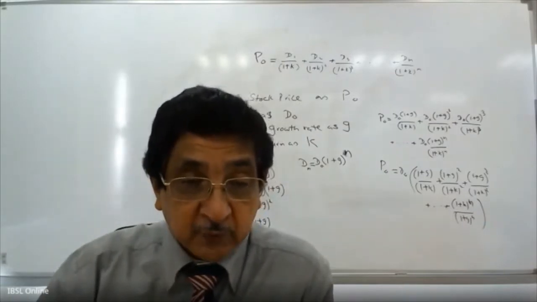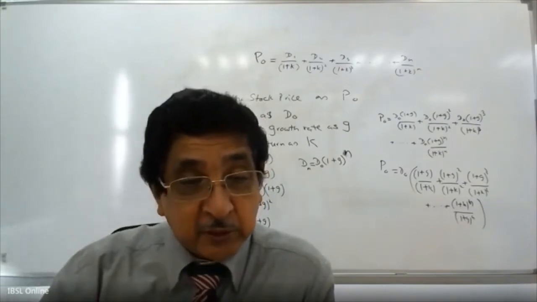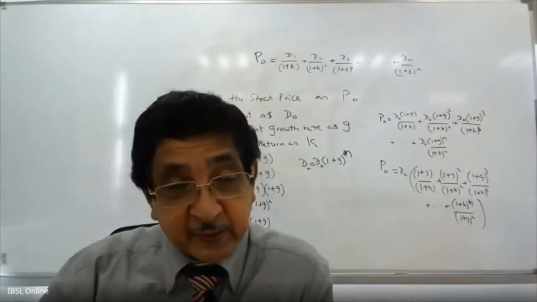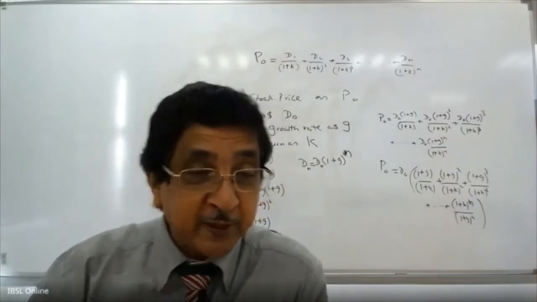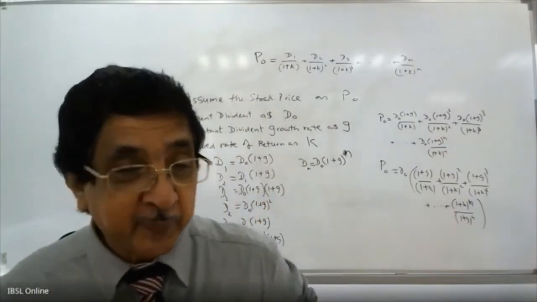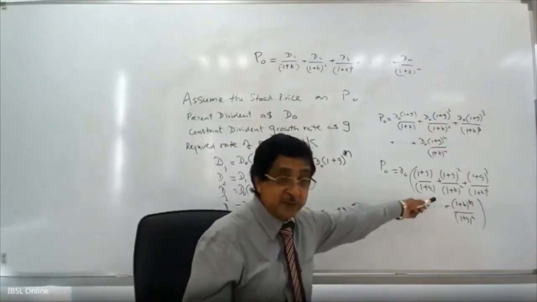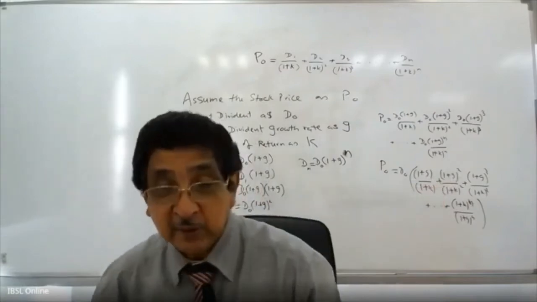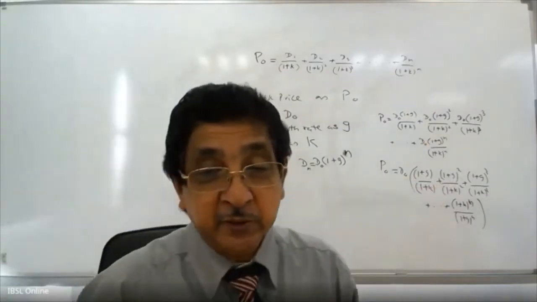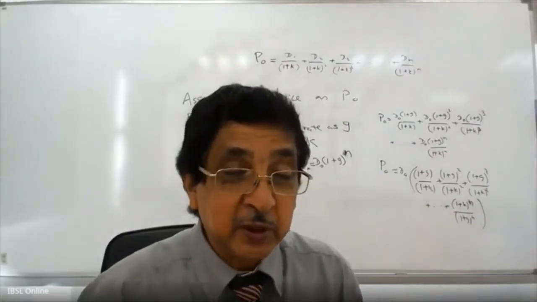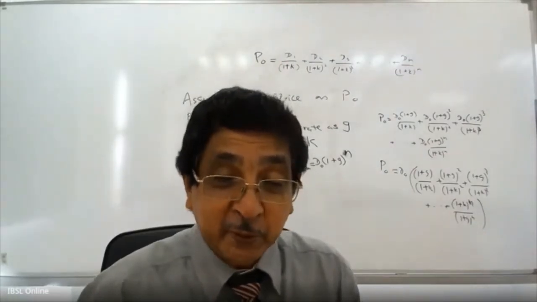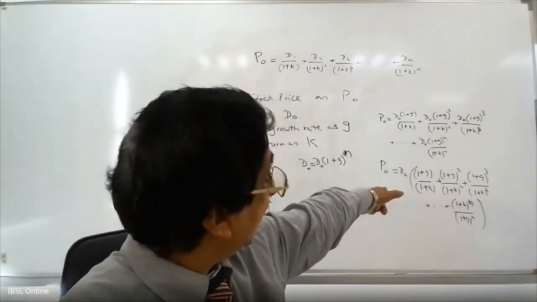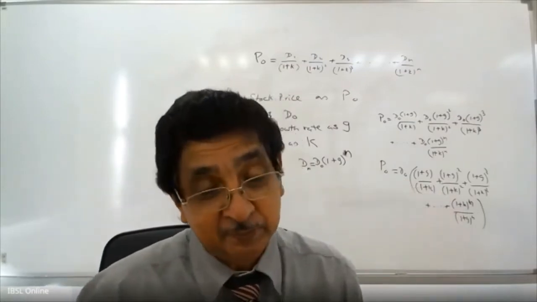And what I did was I just took D0 out, and then I opened brackets and put the other things into the bracket. So now you can see within brackets a geometric series. In that geometric series, what is the common ratio? As Sanka said, it is 1 plus g divided by 1 plus k. That is the common ratio. And it is not only the common ratio, it is the first term also. First term is 1 plus g divided by 1 plus k.